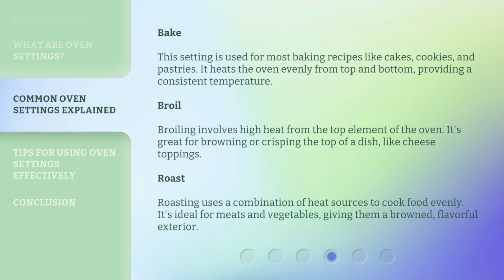Roast. Roasting uses a combination of heat sources to cook food evenly. It's ideal for meats and vegetables, giving them a browned, flavorful exterior.